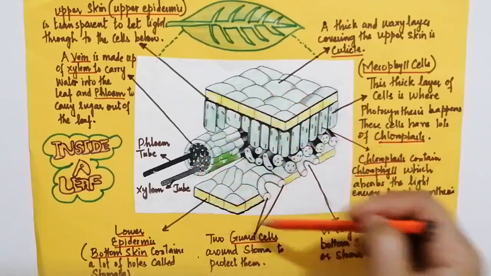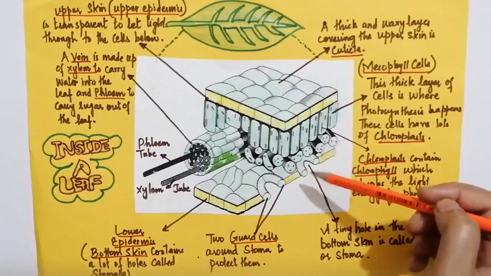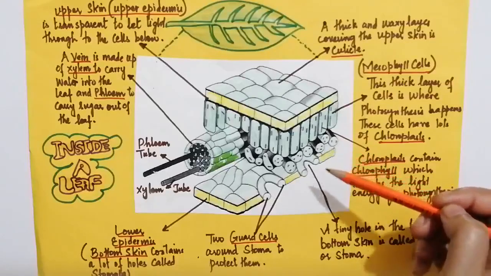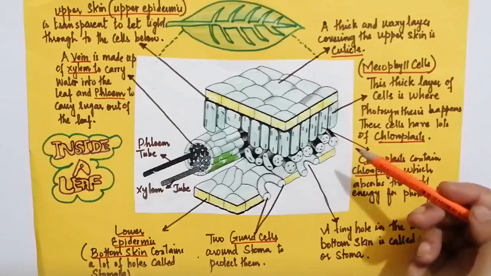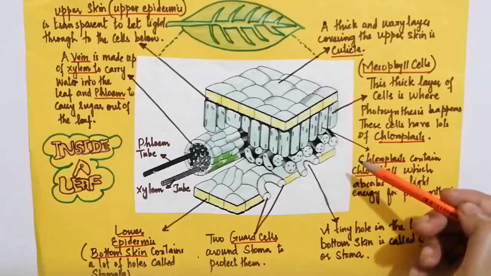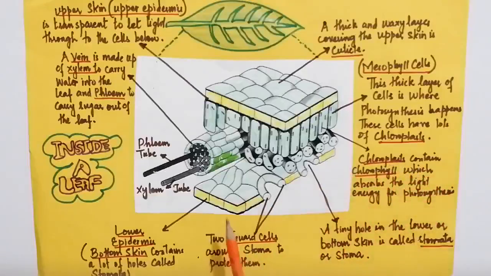So all of these structures which are present inside a leaf are taking part in photosynthesis in such a manner that they have different roles in order to make a leaf well suited for this job, that is for photosynthesis. So this is the end of today's lesson related to the plants and photosynthesis.